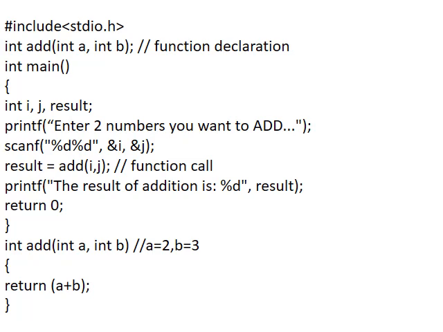Now the function here is int add(int a, int b). Here int specifies that the result returned by the function is of integer type. Then add is the name of the function, and it takes two inputs which are of integer type, int a, int b. Then a semicolon is required here in the declaration.